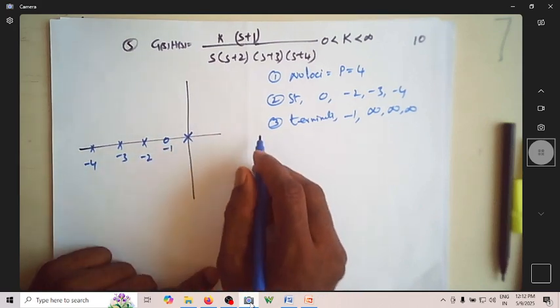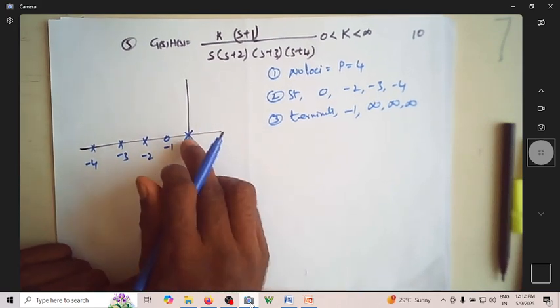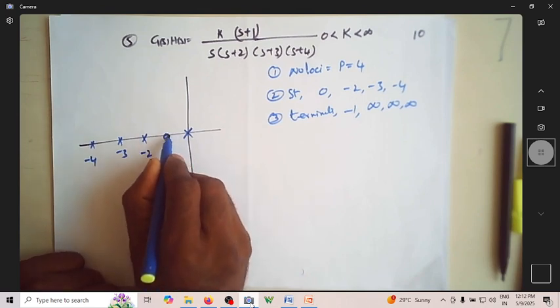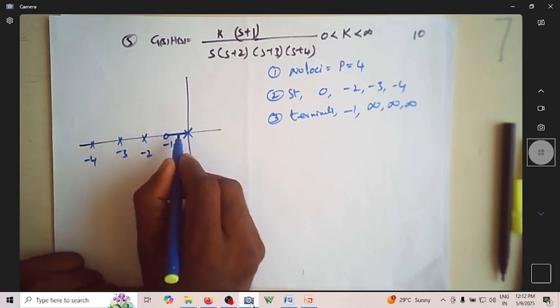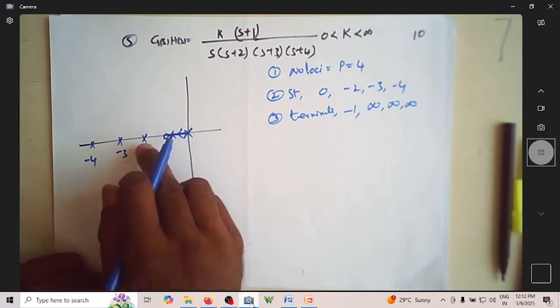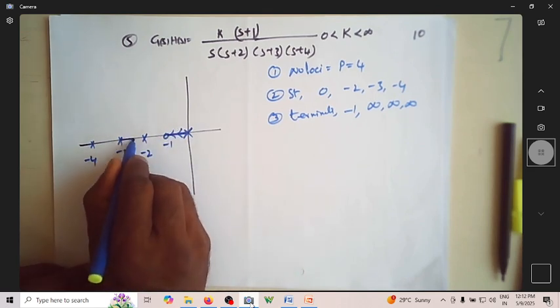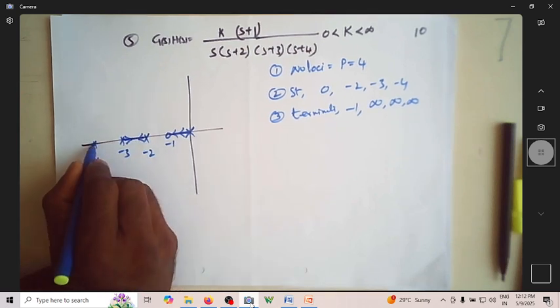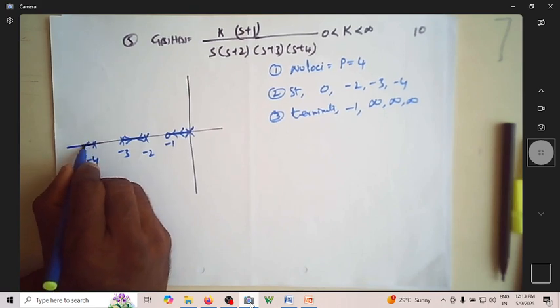Next, which part of the real axis is a part of the root locus? So then I can write this. Okay, by this time now you are comfortable. It goes this way. This is not a part. Again, this is a part of root locus. It goes like this. It goes like this. And this is again a part of root locus. It goes this way.